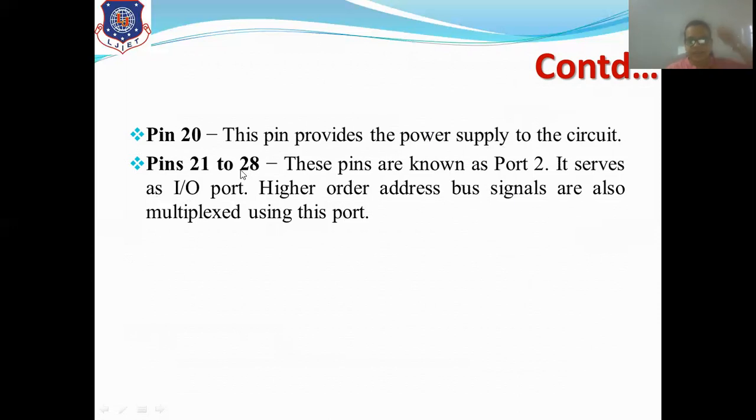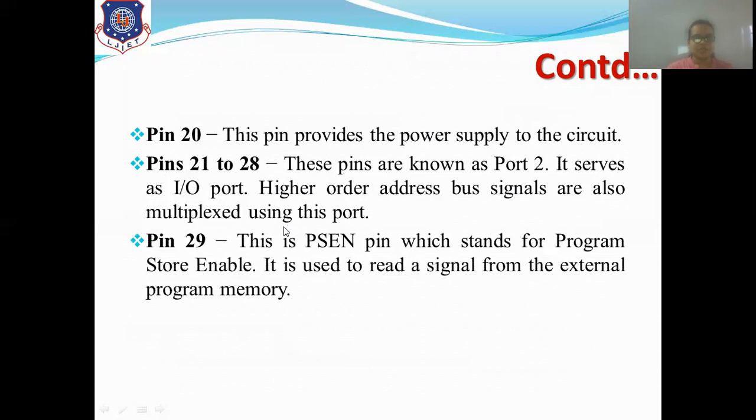The same way like port 3, here port 2 is also working with its alternative functions. It works as an IO port, but in alternative function it works as higher order address bus. So whenever there is a need of higher order address bus, port 2 will provide it from pin 21 to pin 28, and at that time they will not work as an IO port, right? So pure port 1 is for IO port. Other ports have alternative functions.